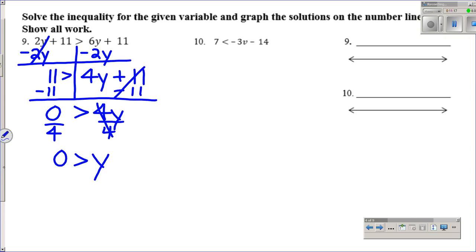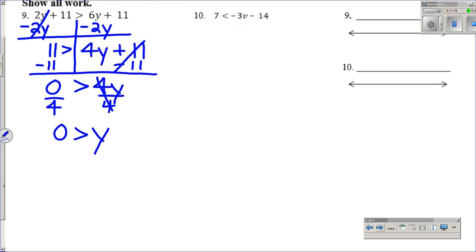Now, this is where I recommend rewriting your solution where the variable is on the left side in front. So we want to read this as y is less than 0. So you will need to flip the sign when you rearrange the order. Okay, so on that line, I'm going to write my solution. y is less than 0.